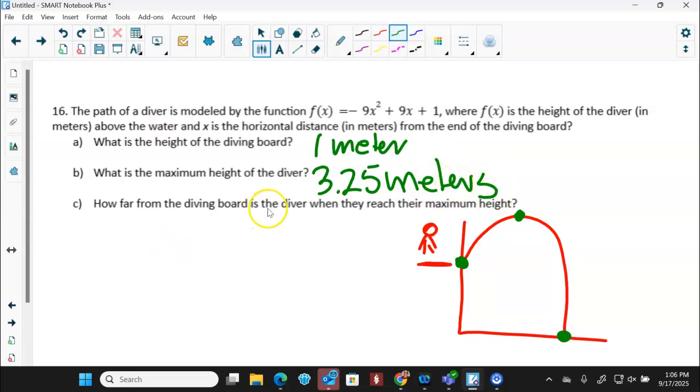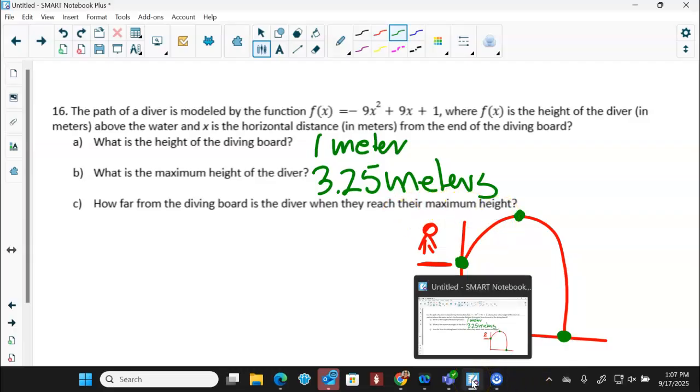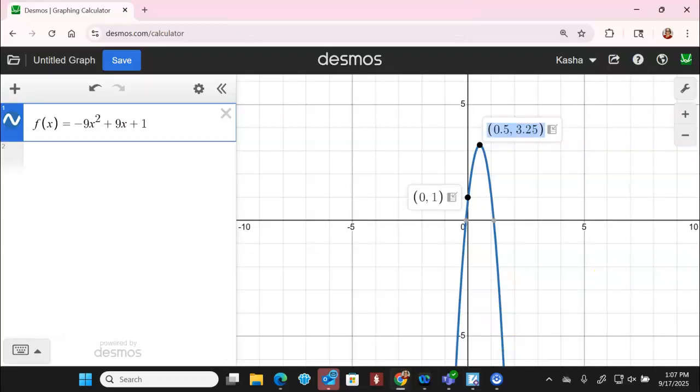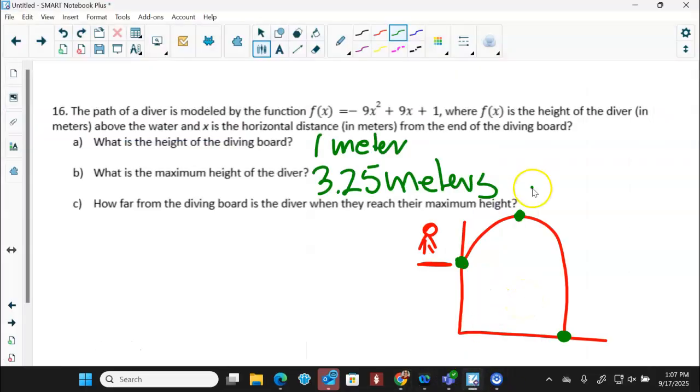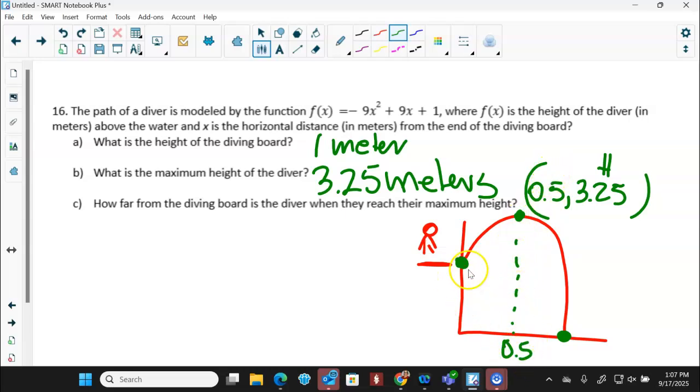And how far from the diving board is the diver when he reaches the maximum height? Okay, so how far? Let's look again. Right here. How far is he as he reaches a maximum height? 0.5, right here, 0.5. Maximum height is right here. So if I'm looking at it this way, this is 0.5, 3.25. This is how high he is. This is how far he is. So again, this is 0.5 from the board, okay? So 0.5 meters, okay?